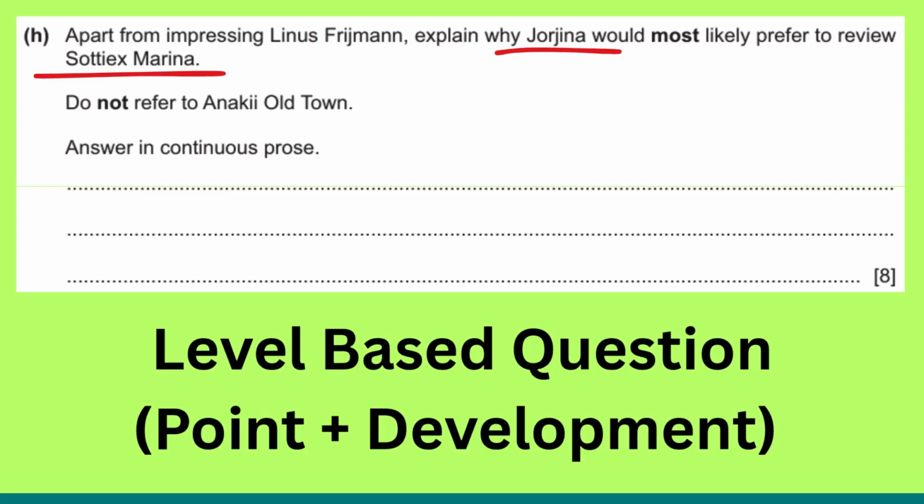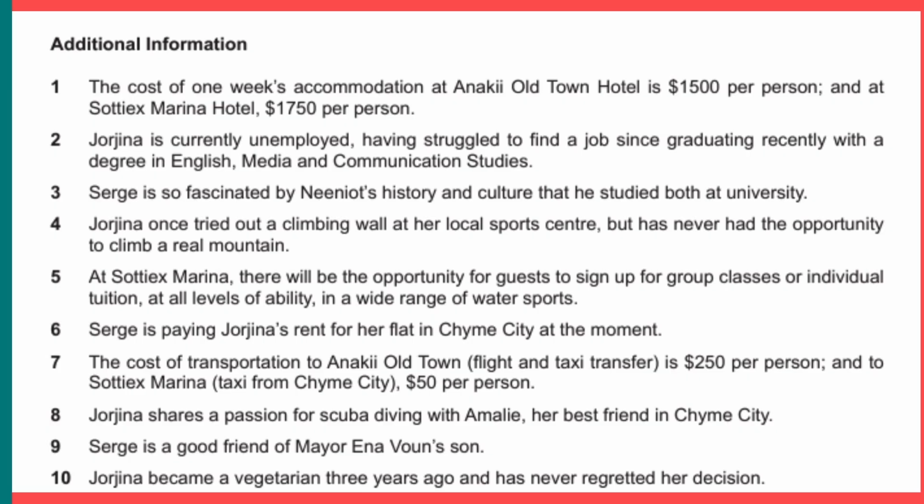You see, there are two things important here. One is the character, that is Georgina, and the other one is Sortex Marina, that is the place. So why does Georgina prefer to review Sortex Marina? So when you find the point, you have to develop that point further. You already know that you are given different sources in the comprehension paper to sort out first the points and then the development. Here we have additional information. Let me read all the points of the additional information so you can identify the relevant points first.